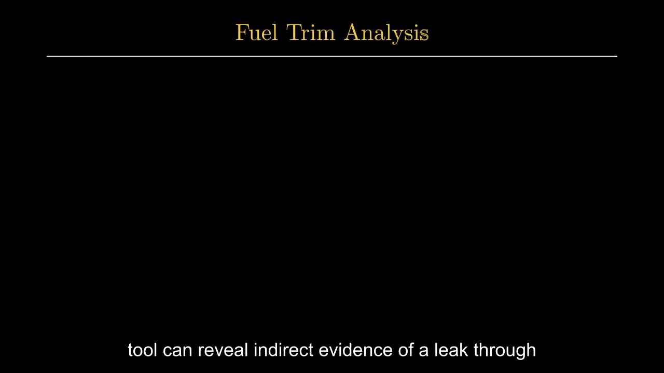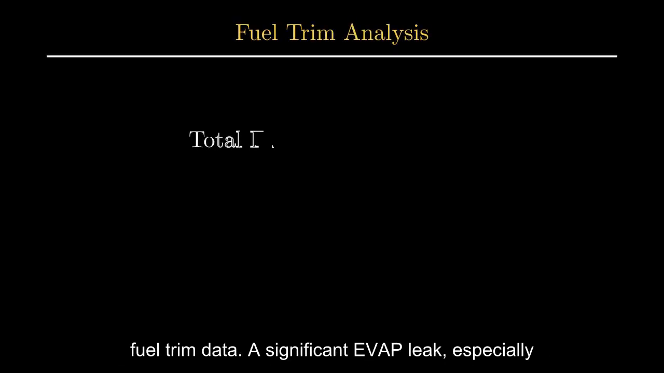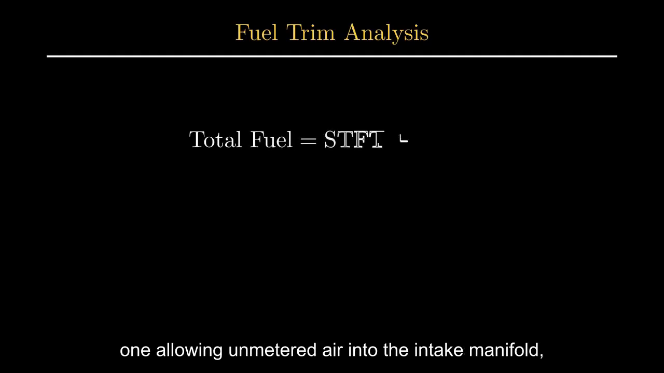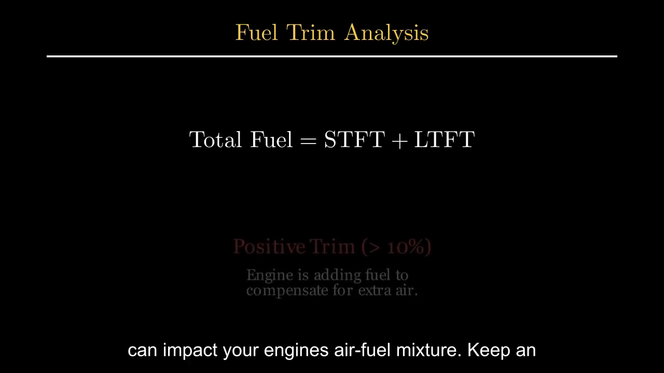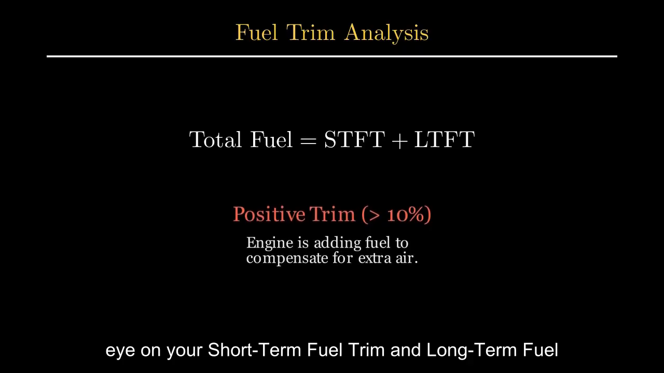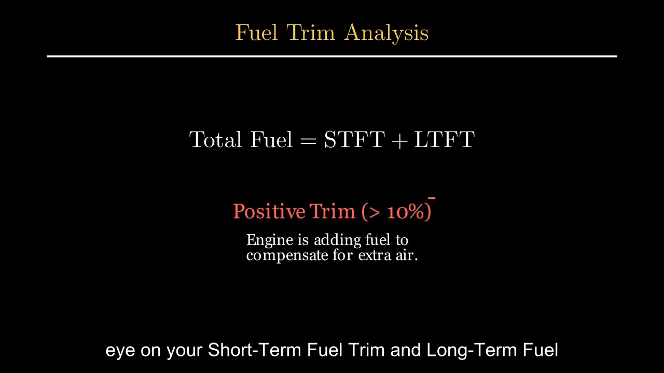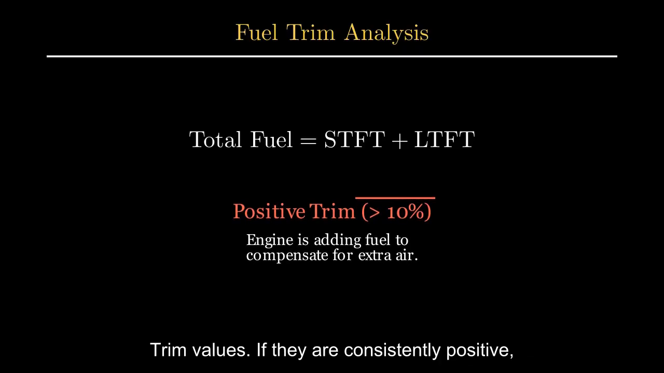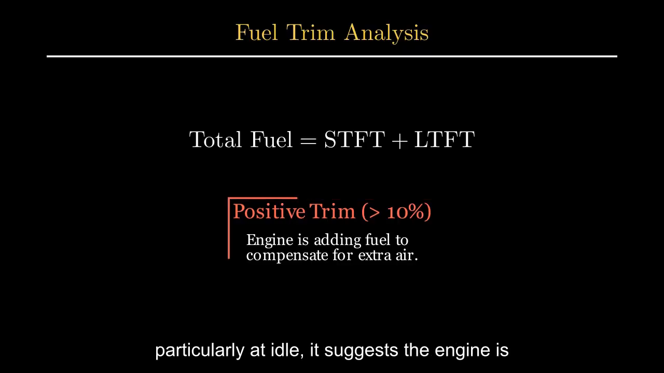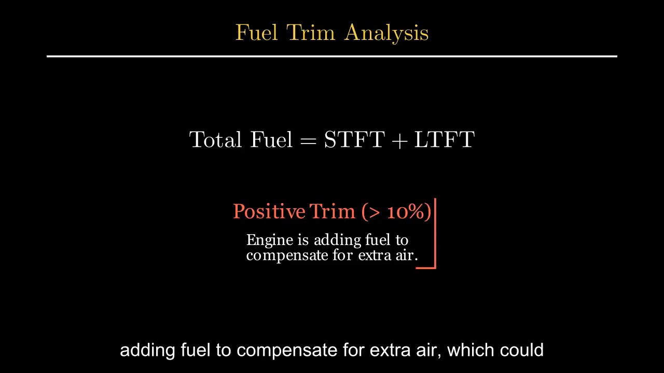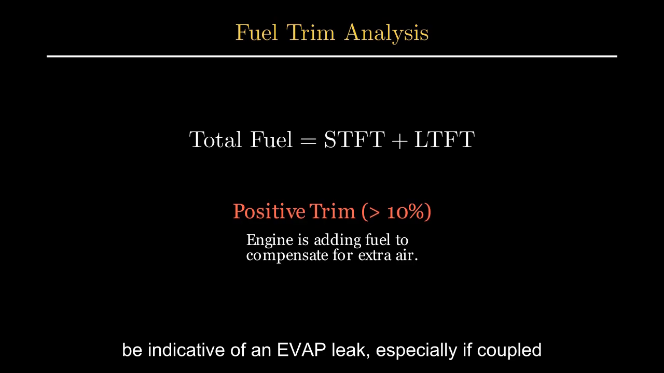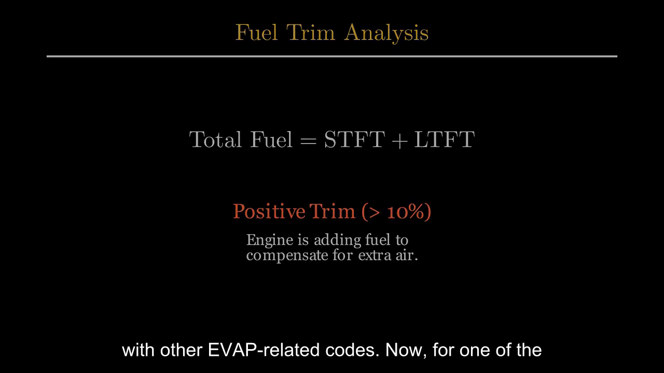Beyond just checking the system's test parameters, your scan tool can reveal indirect evidence of a leak through fuel trim data. A significant EVP leak, especially one allowing unmetered air into the intake manifold, can impact your engine's air-fuel mixture. Keep an eye on your short-term fuel trim and long-term fuel trim values. If they are consistently positive, particularly at idle, it suggests the engine is adding fuel to compensate for extra air, which could be indicative of an EVP leak, especially if coupled with other EVP-related codes.